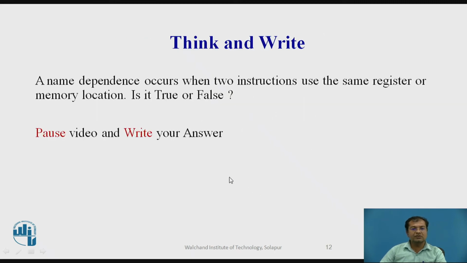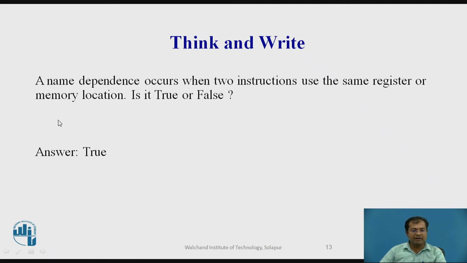So next, think about this question. A name dependence occurs when two instructions use the same register or memory location. Is it true or false? Pause this video and write your answer. I hope you answered. The answer is yes, it is true. A name dependence occurs when two instructions use the same register or memory.